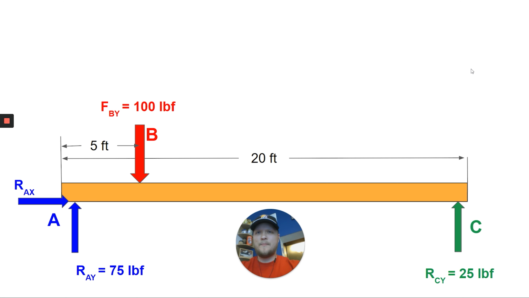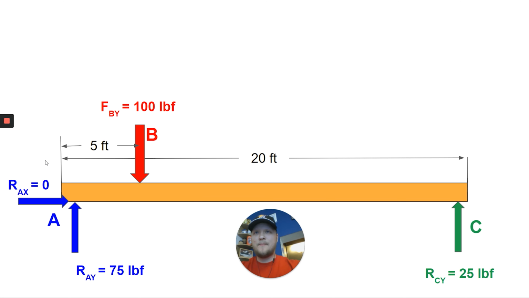So we know RAY, FBY, RCY. We did the moments and the forces in the y direction. Now we have to do the sum of the forces in the x direction. This is the easy one. Because what forces do we have in the x direction? Just RAX. So that means RAX has to equal 0. There's nothing else to cancel it out.